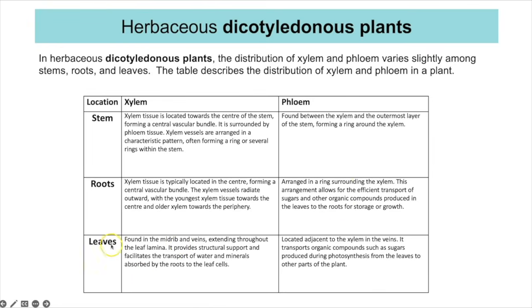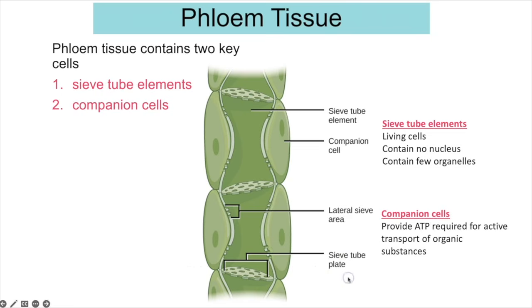Finally then, in the leaves, the xylem are found in the midrib and the veins, and it extends into the leaf lamina, and it provides structural support and it facilitates the transport of those water and mineral ions that have been absorbed by the root hair cells to the leaves. The phloem are located adjacent to the xylem in the veins, and it transports organic compounds such as sugars produced during photosynthesis from the leaves to other parts of the plant.